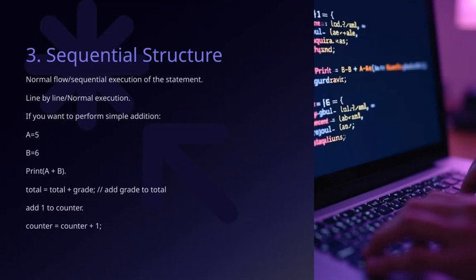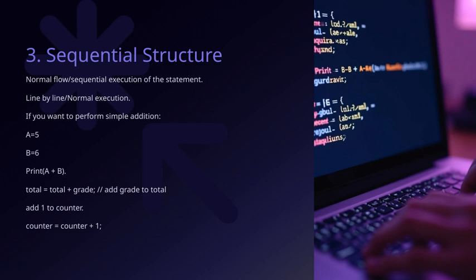Let's talk about the sequential structure today. This is the foundation of how most programs execute. They follow a normal flow or sequential execution of statements. Think of it as reading a set of instructions line by line, in order. For example, if you want to perform a simple addition, you might have variables a and b assigned values, like a equals 5 and b equals 6. Then, to get the sum, you simply print a plus b. In code, that could look like print(a + b). It's straightforward and easy to follow.